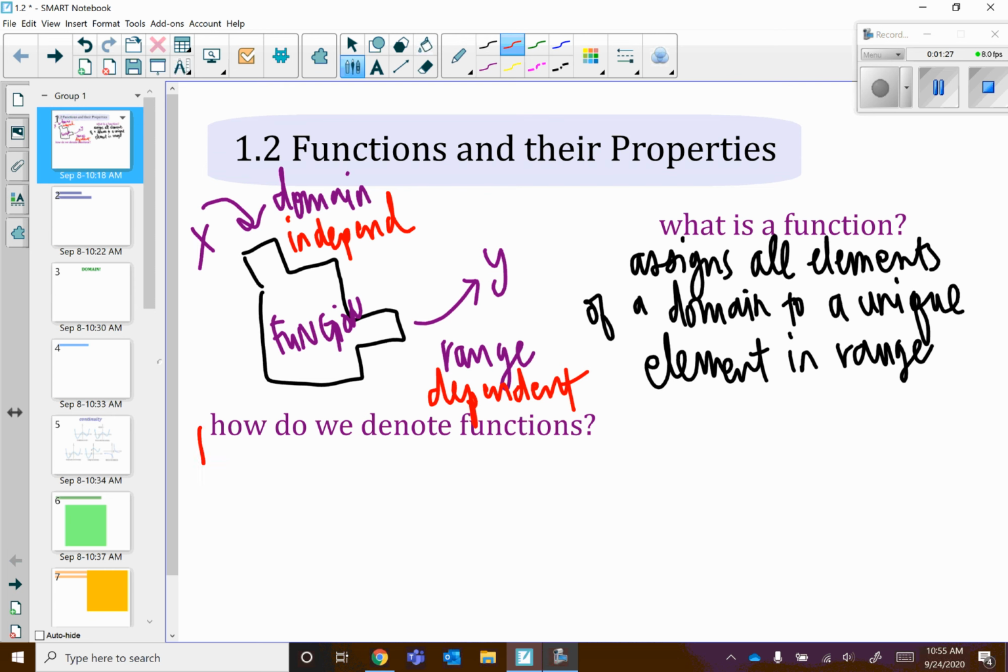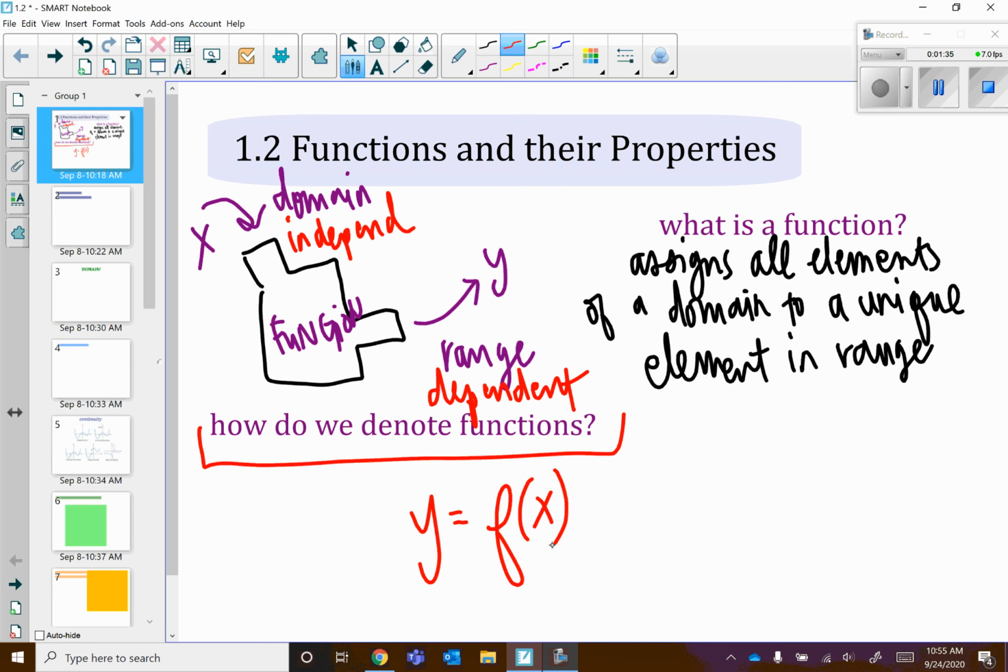And how do we denote functions? This is the most important thing. Y is equal to f of x. That's how we read that. Y is a function of x, we could say.